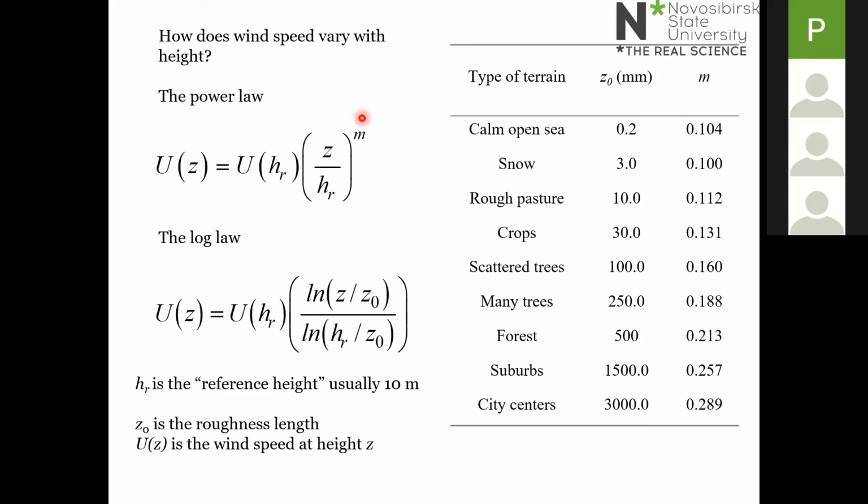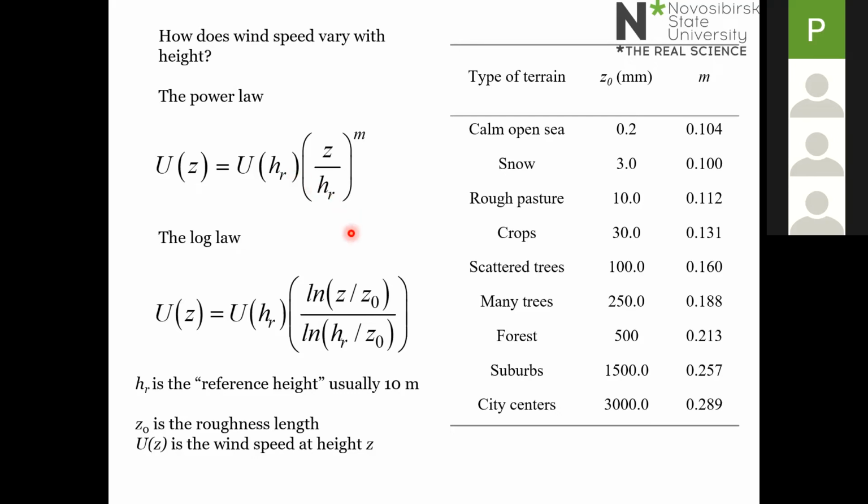So one of the things that can be done, and this is what is done in SAM, if you pay attention to the wind module in SAM, is that when SAM asks you for a wind speed, it asks you for a wind speed at a particular height, and then it extrapolates that wind speed to the hub height of the wind turbine before it combines the Weibull distribution with the power curve to get the annual energy production.